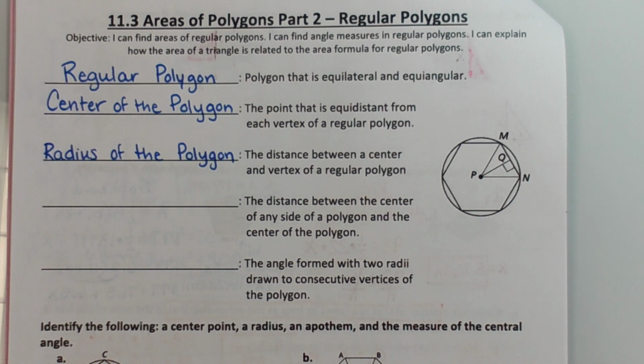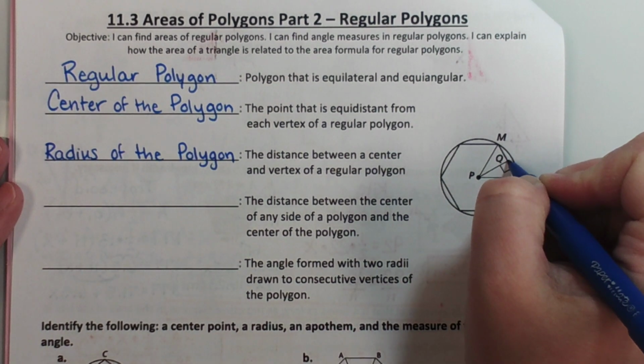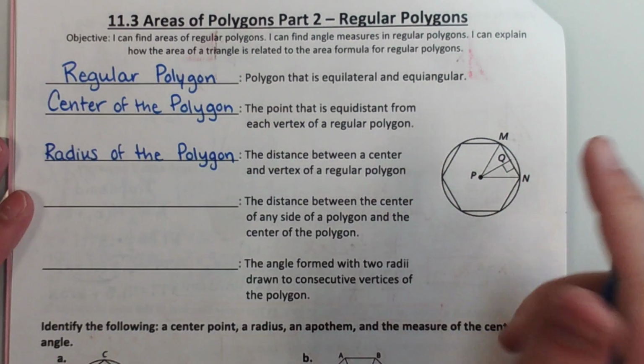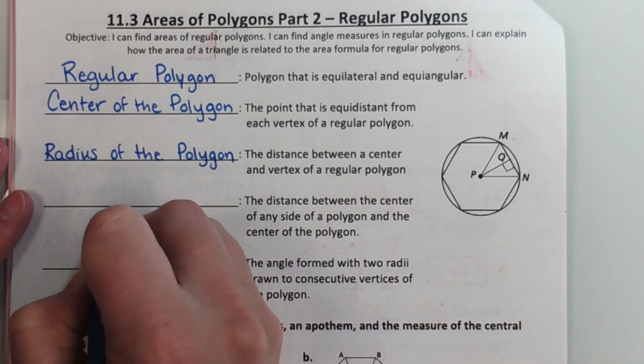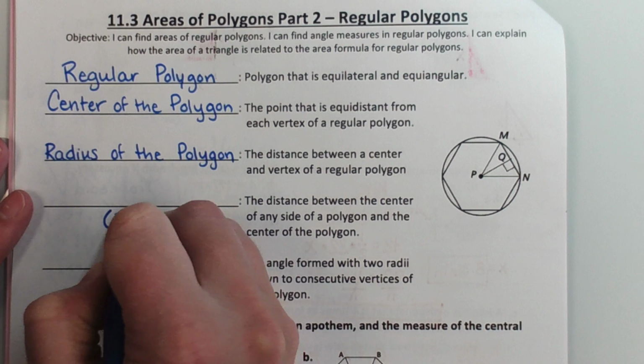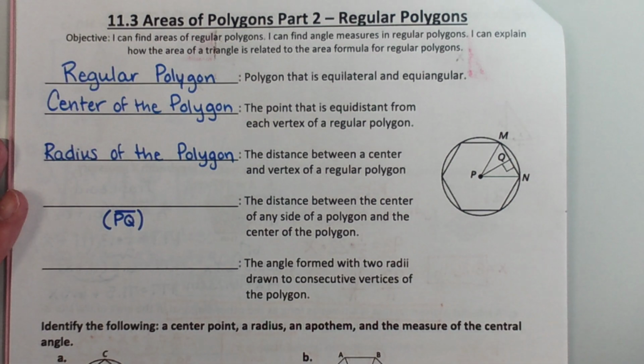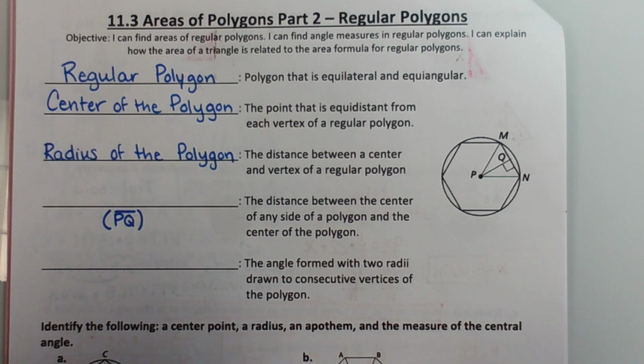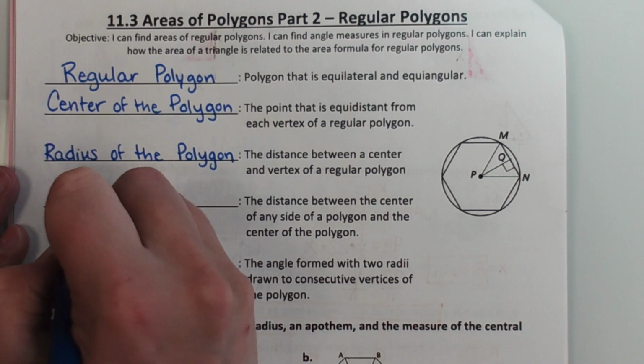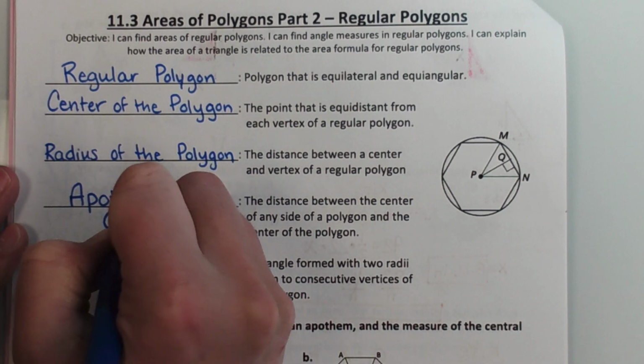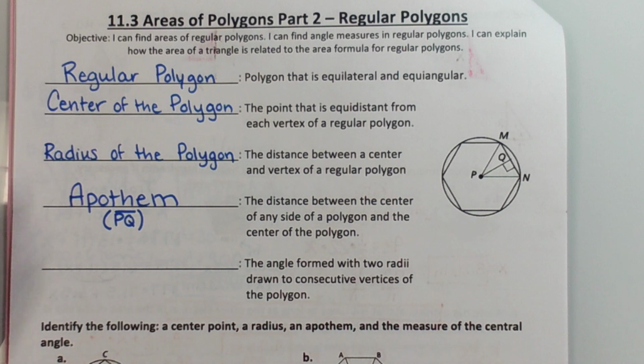We also talk about the segment that goes from center to edge, specifically perpendicular to the edge. So right here it would be PQ on this one. And that distance, that segment, is known as the apothem. Apothem. I know, that one's a new one. It sounds like opossum, yes, but it's apothem.